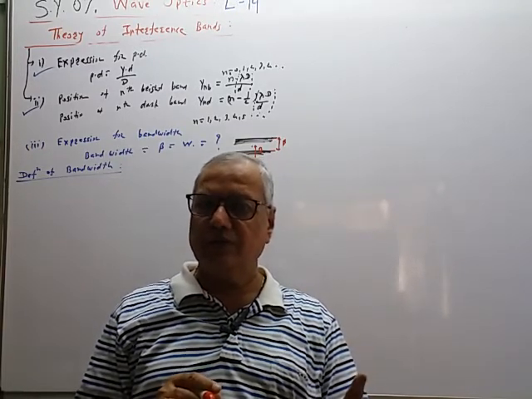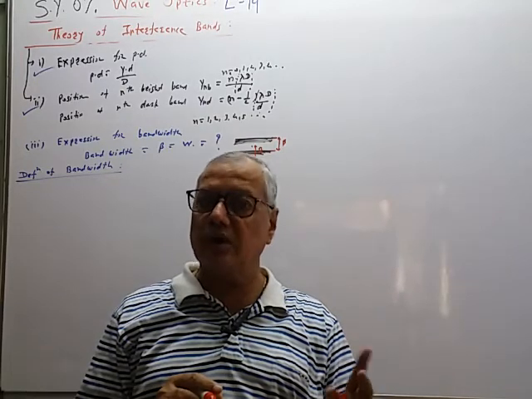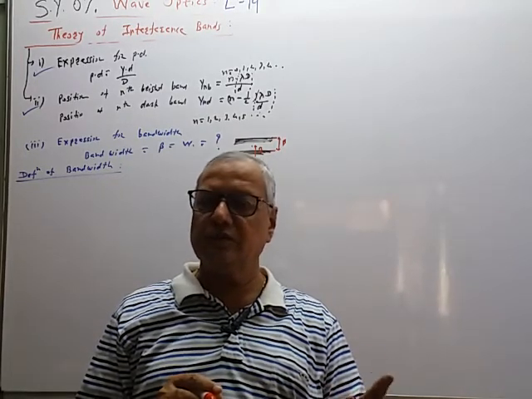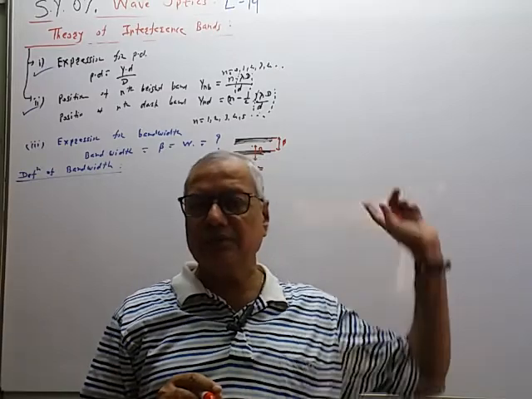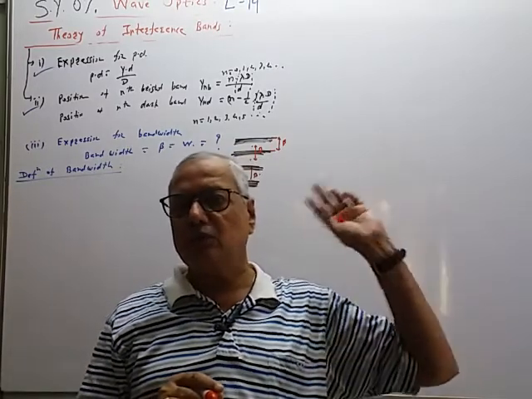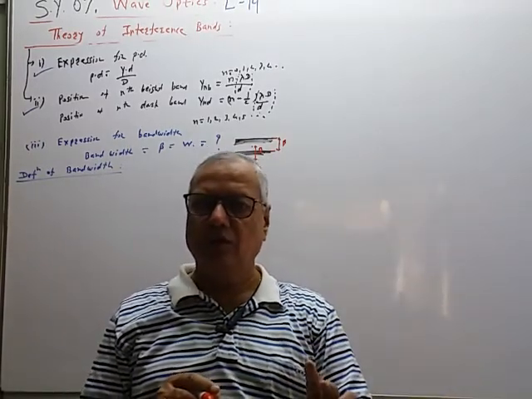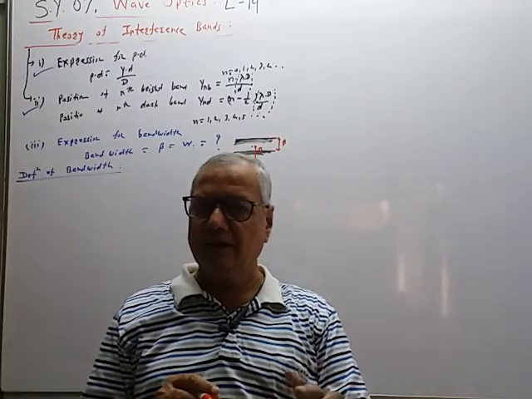For a transverse wave, it is the distance between two successive crests or two successive troughs. Here also it is similar. The distance between two successive bright bands or two successive dark bands is called a bandwidth.